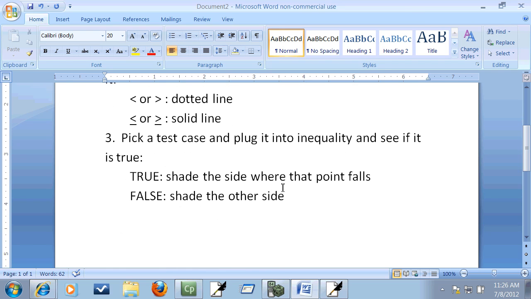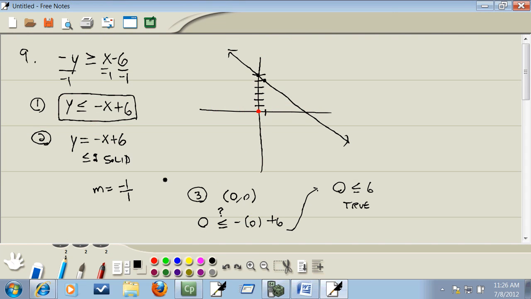Now, since that's true, my steps say shade the side where that point falls. So we're going to shade the side where that point falls. The point falls right here, so we're going to shade this side. And that would be our answer.